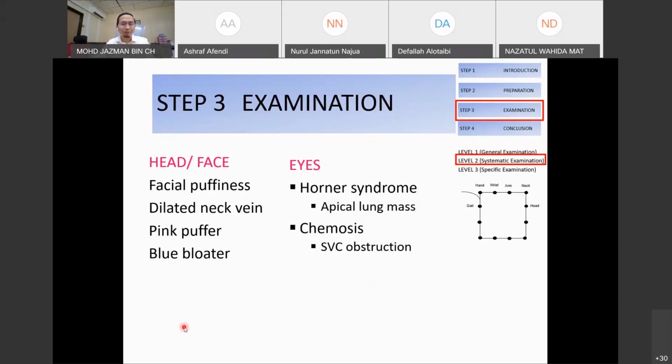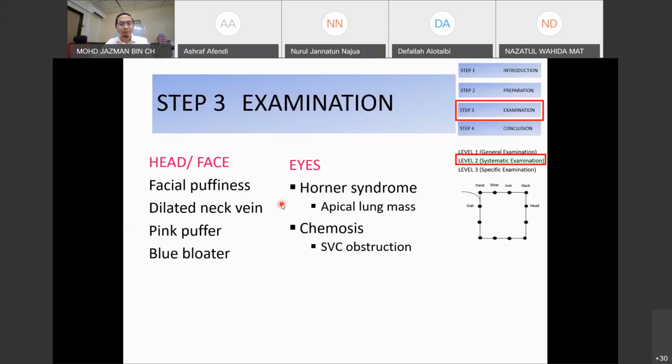So when you're done with the neck, you move on to the head and face. Look for facial puffiness, dilated neck veins, and look for any feature of pink puffer or blue bloater. These are textbook definitions. Nowadays they are never used anymore because you can have a mix of pink puffer and blue bloater. Okay, so pink puffer and blue bloater, if you all recall, are associated with COPD.